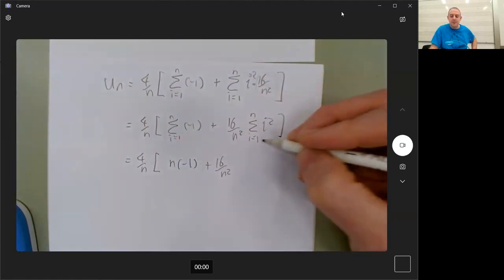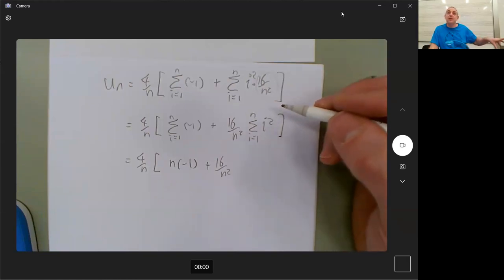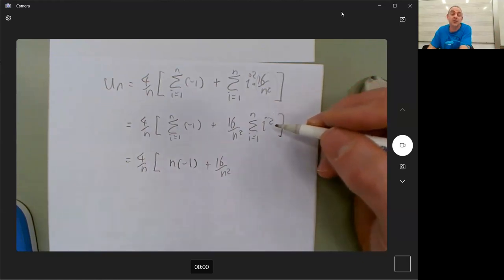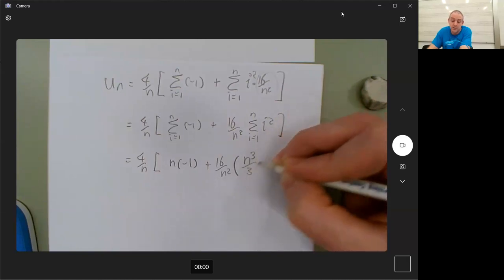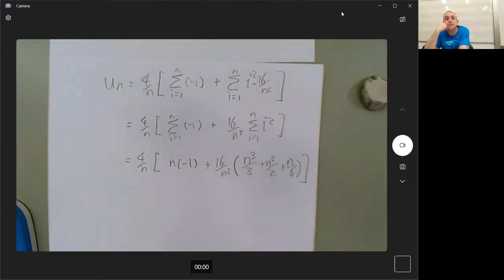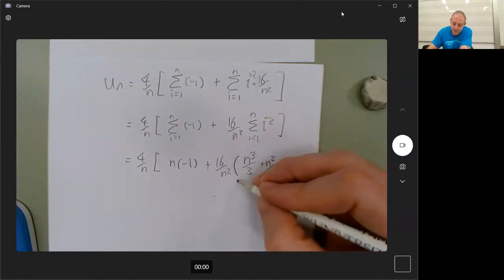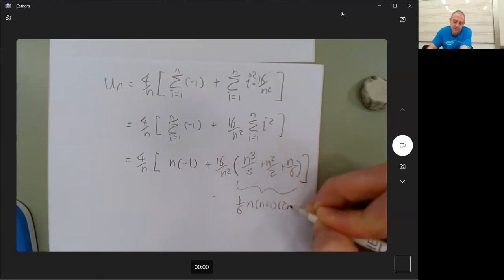And there is a formula for the sum from 1 to n of I squared. There are two formulas for it. One of them is factorized and the other one's expanded out. And I can't remember the factorized version off the top of my head, but I can remember the expanded out version. Oh, this could be 1/6 of n plus 1 times 2n plus 1, I think. I thought I couldn't remember it, but there you go, I can.